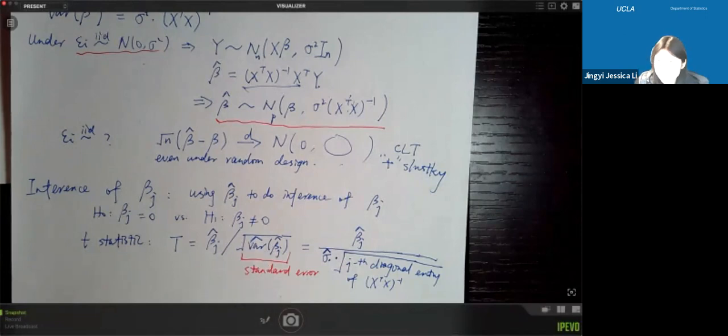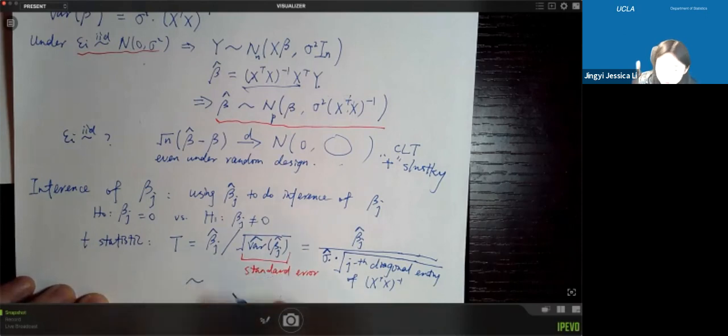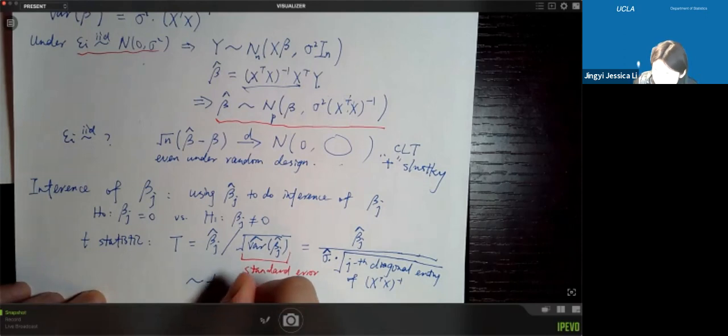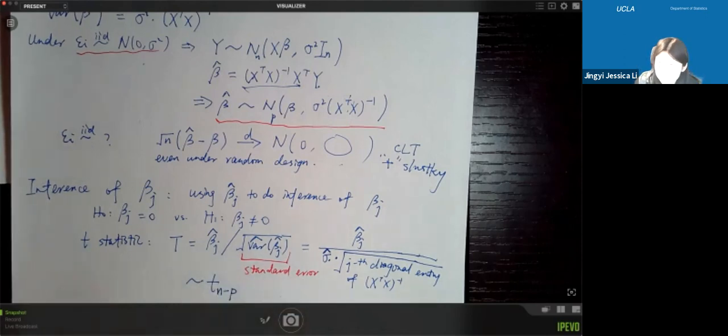Okay, so then why do we want to call this a t statistic? Because an interesting fact is that this follows a t distribution, with n minus p degrees of freedom. And this is similar to the t-test we use for the mean, for testing whether the mean is 0. That's why we use the same name. But why is this following a t-distribution? And also, why does it matter?